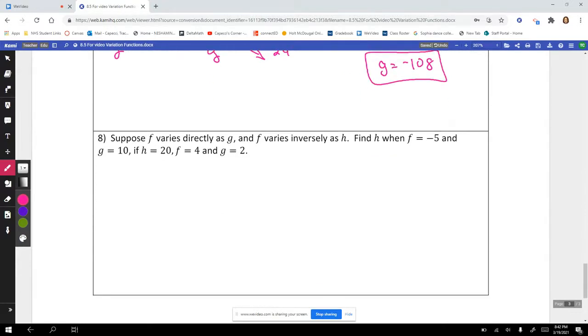All right, last one for today. Suppose f varies directly as g and f varies inversely as h. Find h when f is equal to -5, so we have -5h on the top, and g is equal to 10, if h is equal to 20 when f is equal to 40, f is equal to 4, and g is equal to 2. Cross multiply again, I have -10h is equal to 4 times 20, this gives me 80, times another 10 gives me 800. Divide both sides by -10, and h is equal to -80.